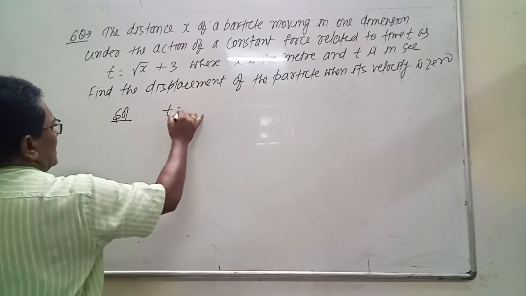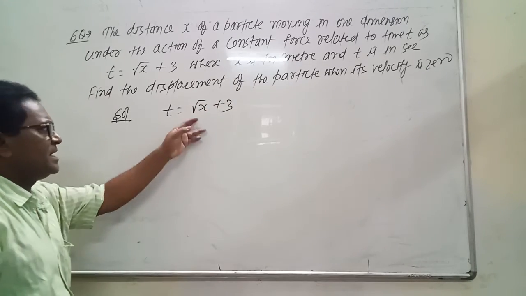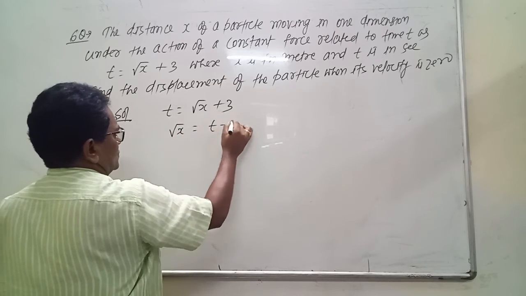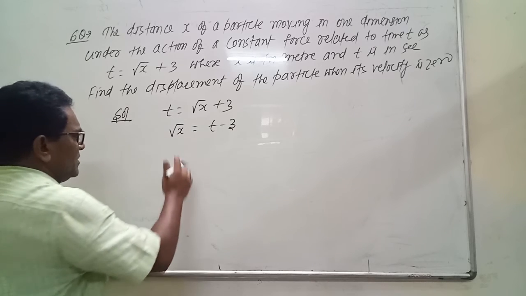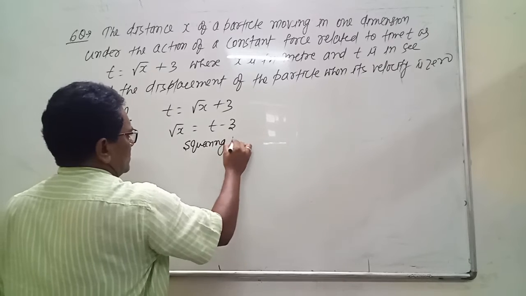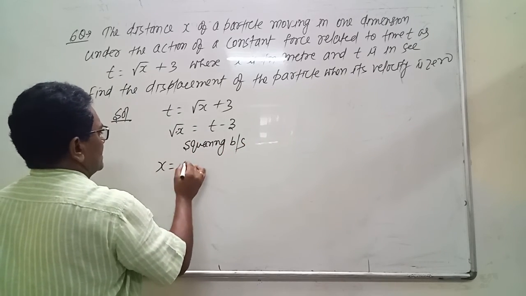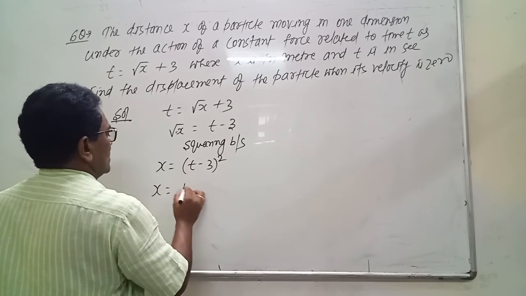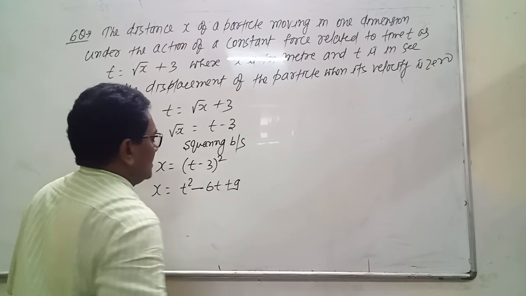So we have given t equals under root x plus 3. We will eliminate x. So root x becomes equal to t minus 3. To remove the square root, we square both sides. So root x the whole squared becomes x, and this becomes (t minus 3) the whole squared. So x equals t² minus 6t plus 9.